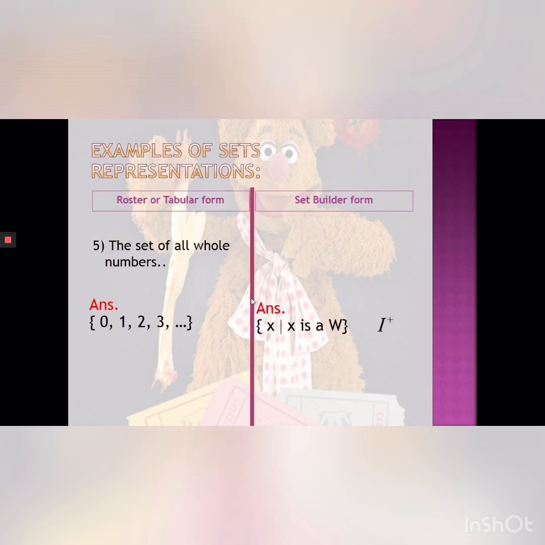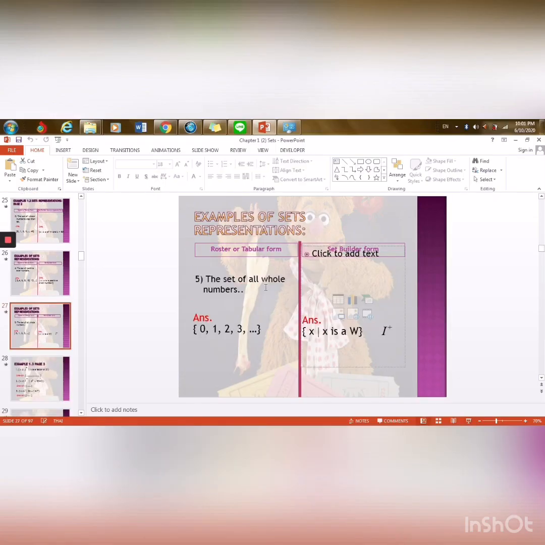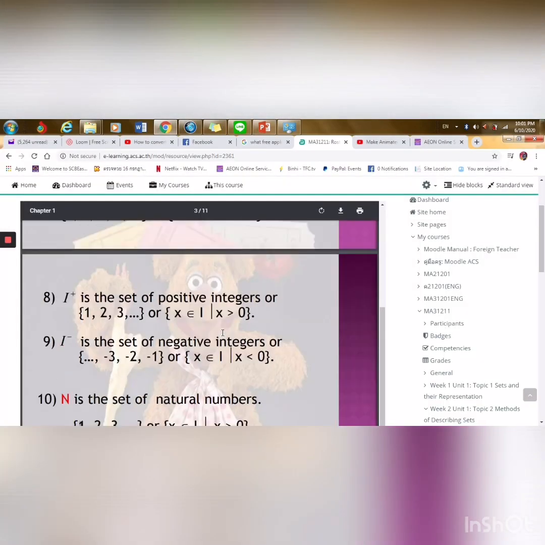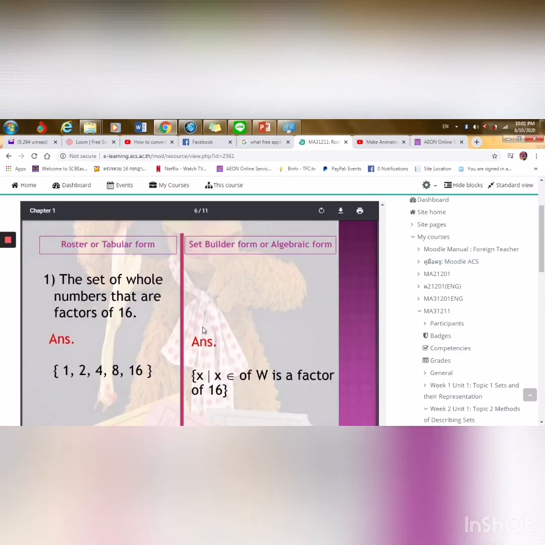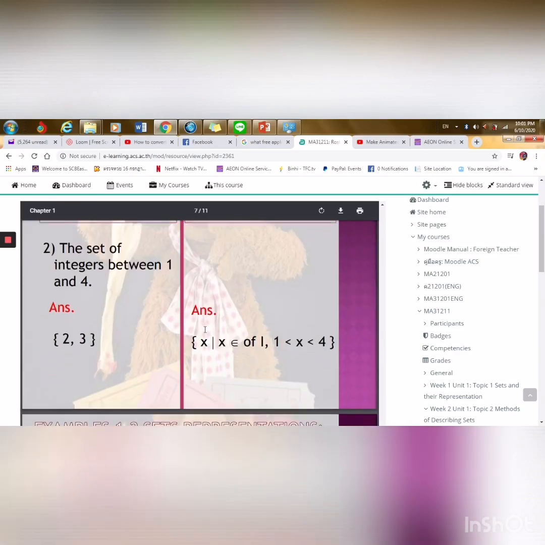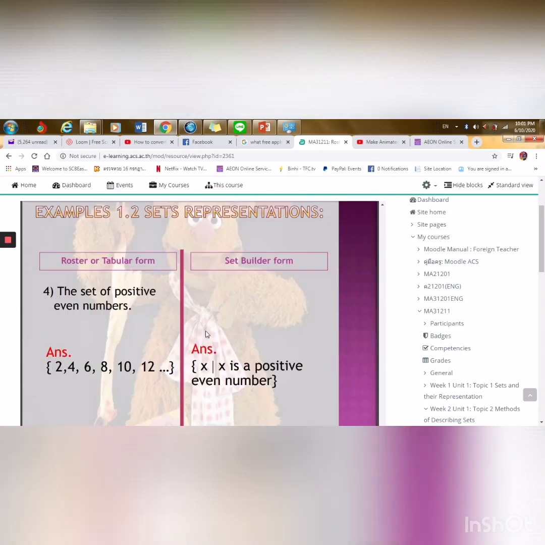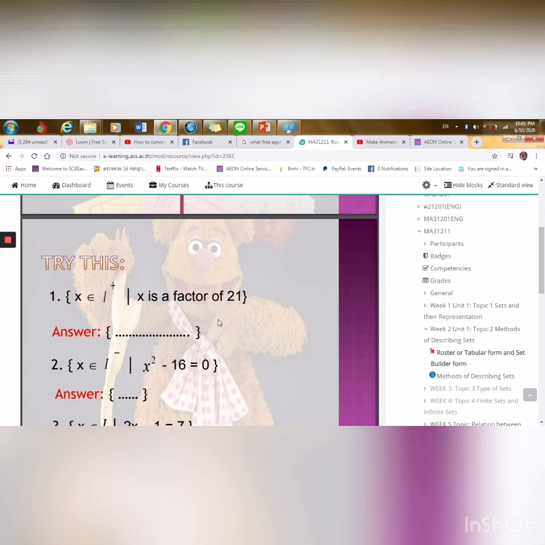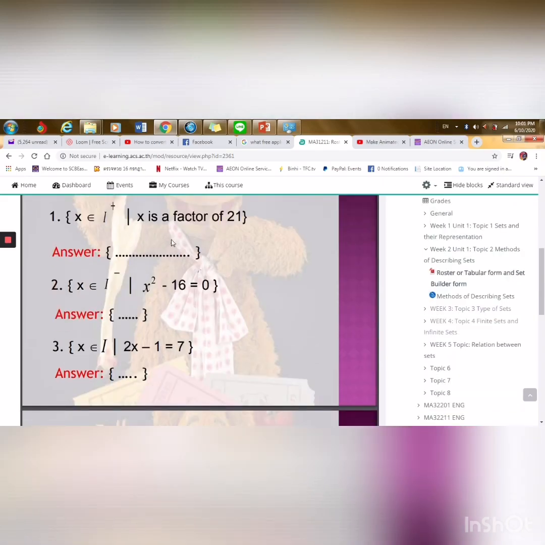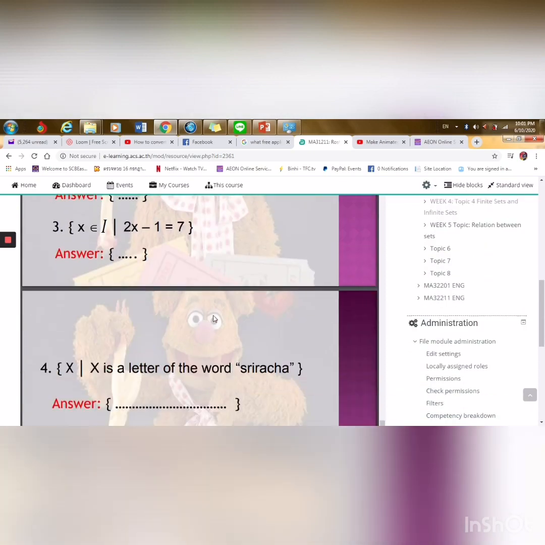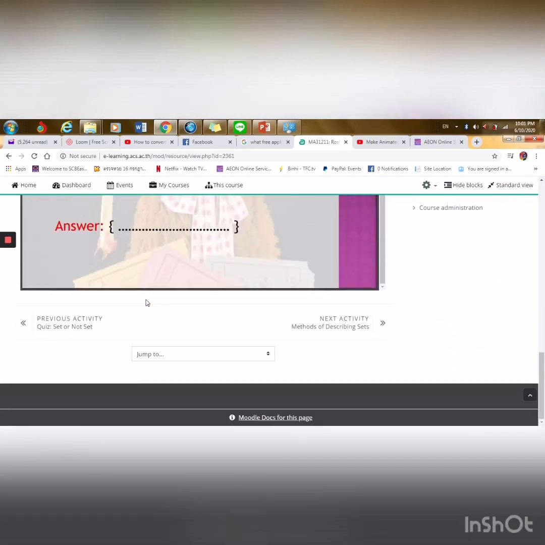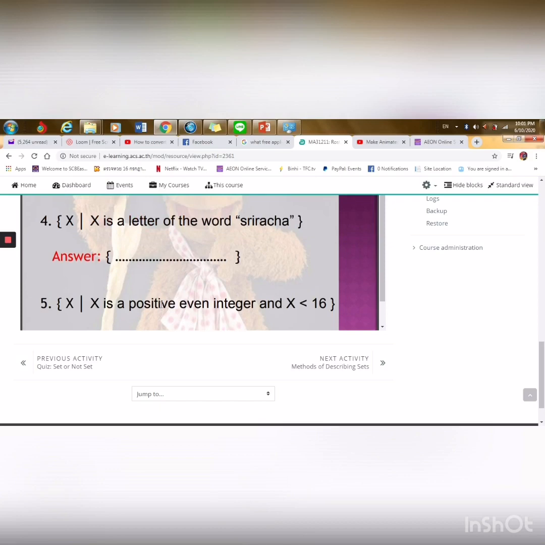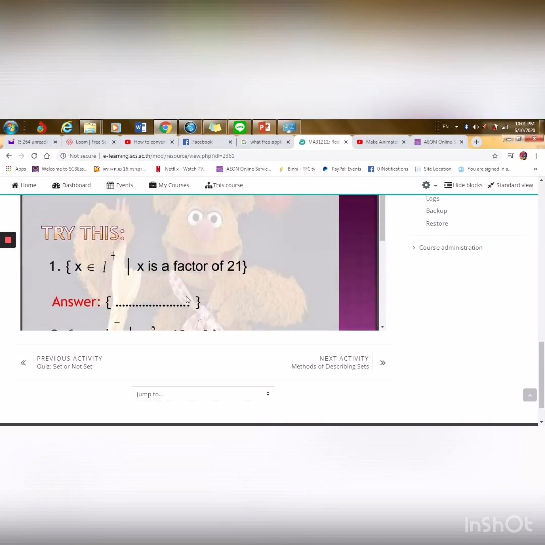So please try to read the notes that I uploaded in our online Moodle. Let me show you here. There you go, this is our Moodle. I already uploaded my PowerPoint presentation, which is the same as the video that I showed you a while ago. You can also try some examples here. And if you have questions regarding this, you can ask me to help you out.